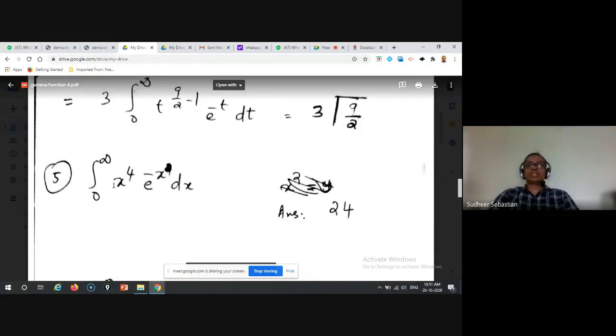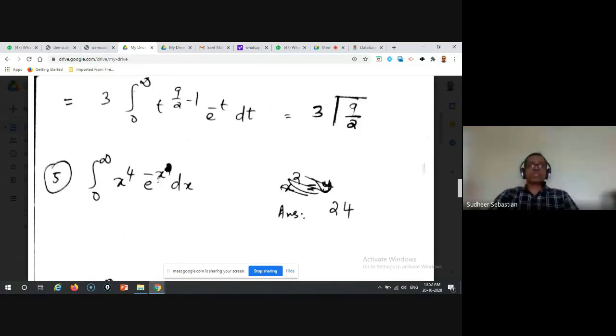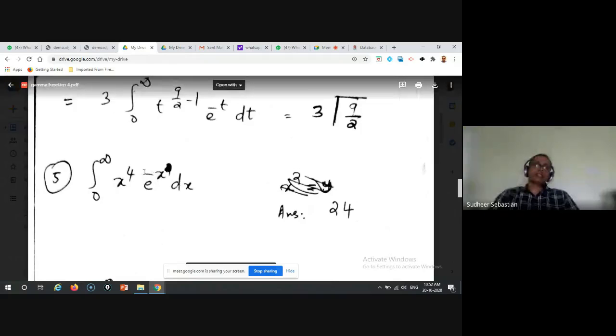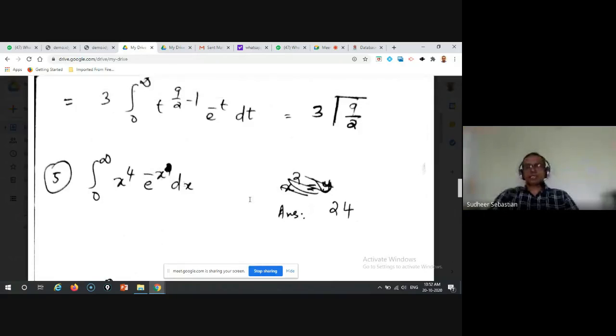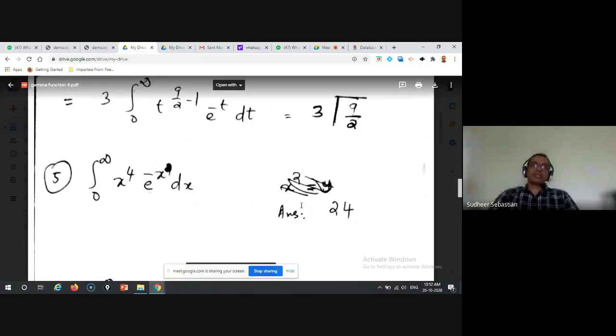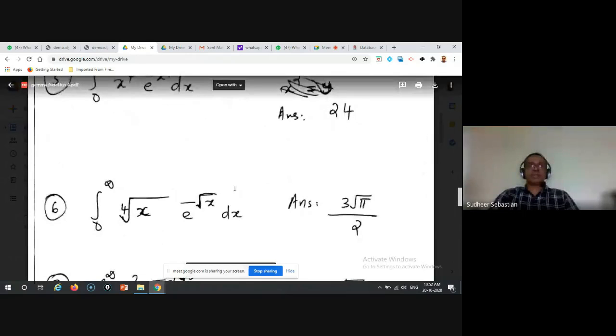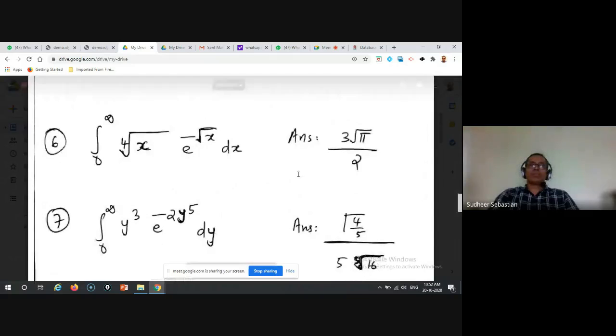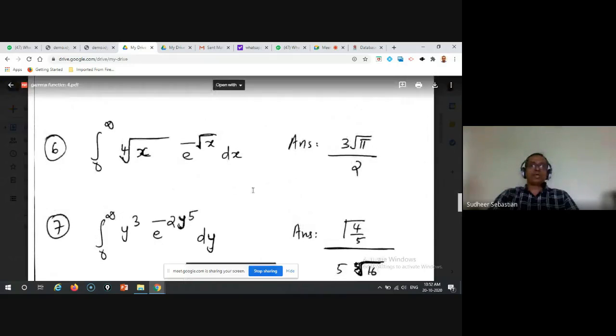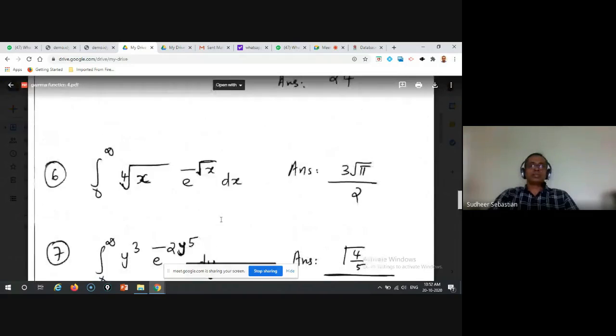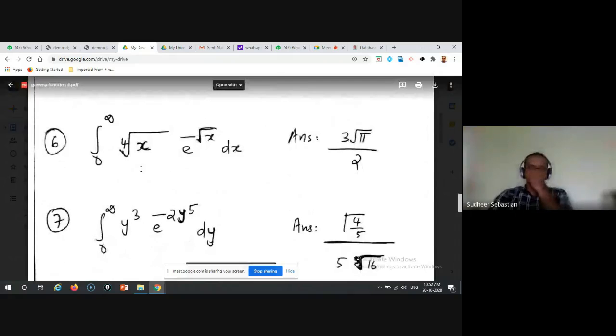Then integral 0 to infinity x to the power 4 exponential minus x dx. This is very simple. You just write x to the power 5 minus 1, so gamma 5. And what about this one? How do you do this one? The sixth one.